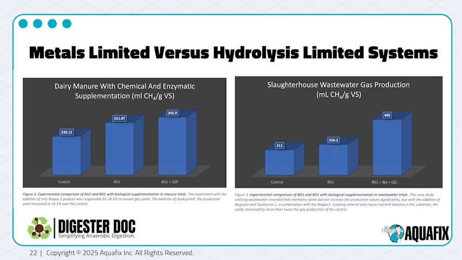Whereas on the right, we're looking at a slaughterhouse wastewater sample for gas production, and what we're seeing is biogas 1 by itself did not make much of a difference at all. This would be a clear hydrolysis limited system. Once we added Quiximel and bug juice, in this case, is what Digester Doctor was working with, we saw a dramatic increase in methane production there. So it's a case of one of the additions helped in the first one and one of them helped in the other one.